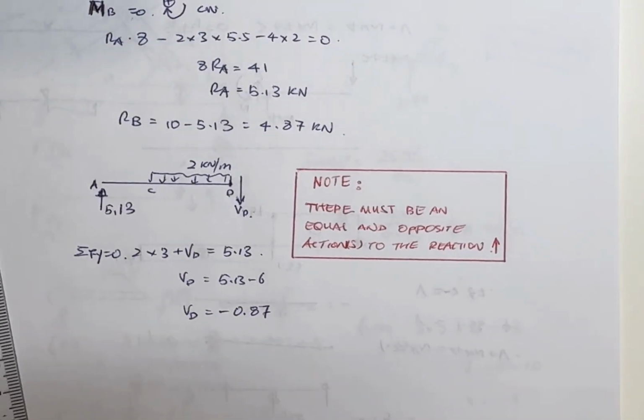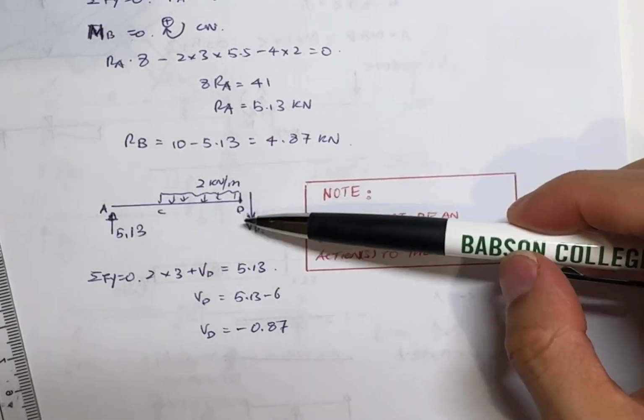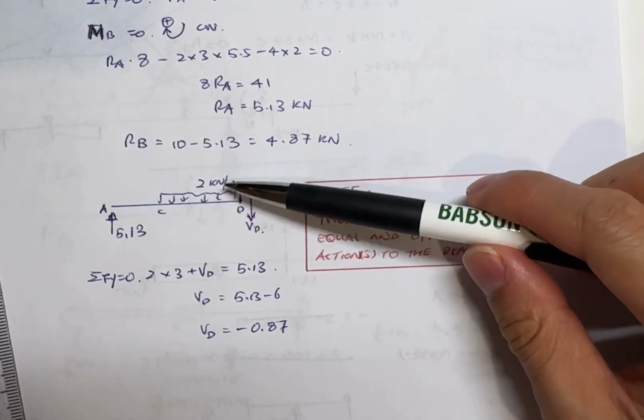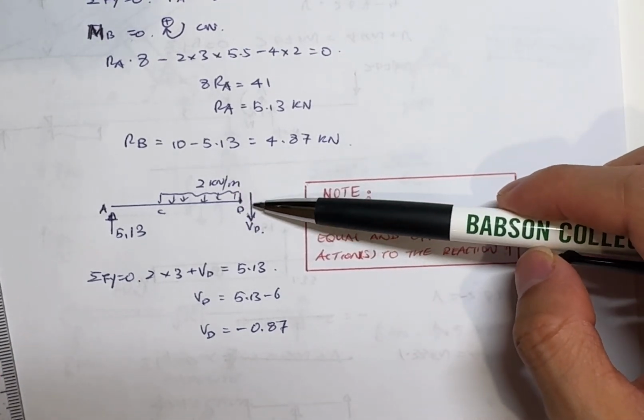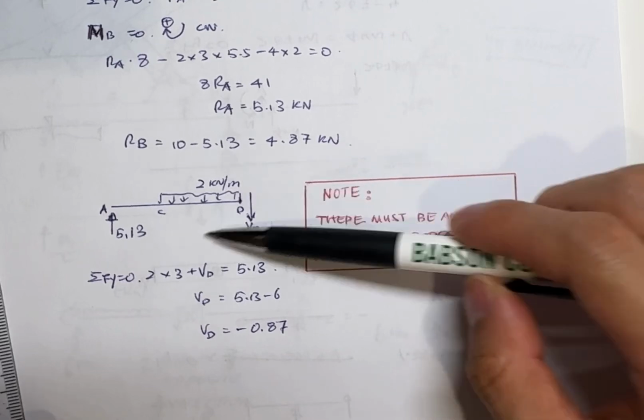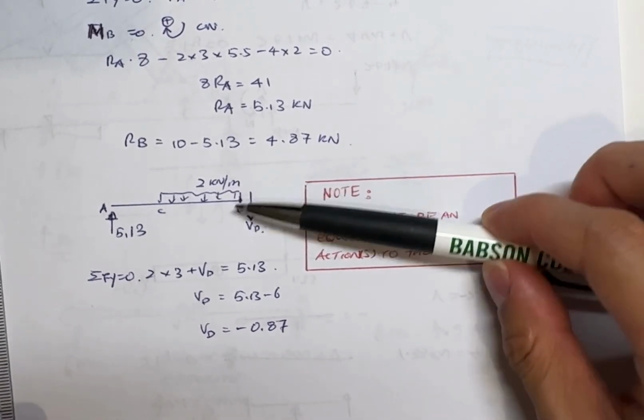So in this case, let's summarize. When you do a section cut, just make sure whatever comes down must be equal to whatever comes up. So that's the trick. Don't get that wrong.